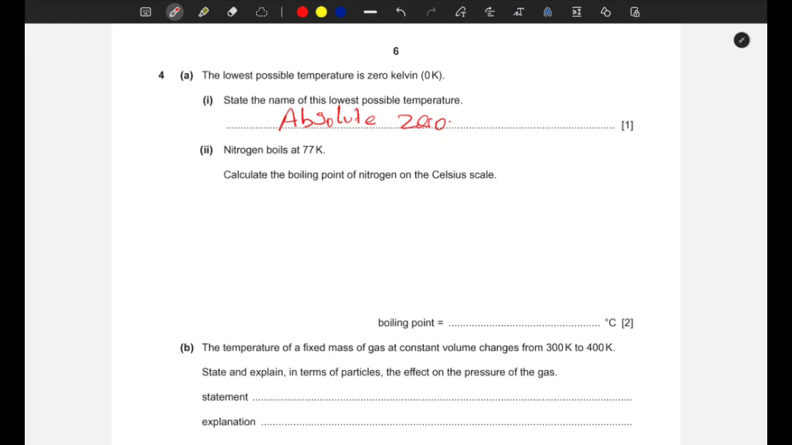Nitrogen boils at 77 Kelvin. Calculate the boiling point of nitrogen on the Celsius scale. So to convert it, we just add 273. So we do 7. Okay, sorry about that. That was a mistake.